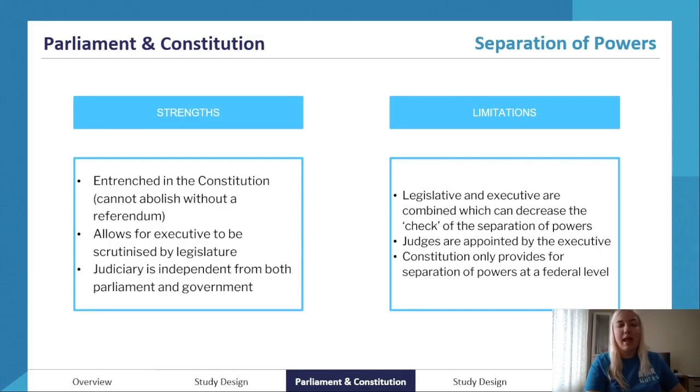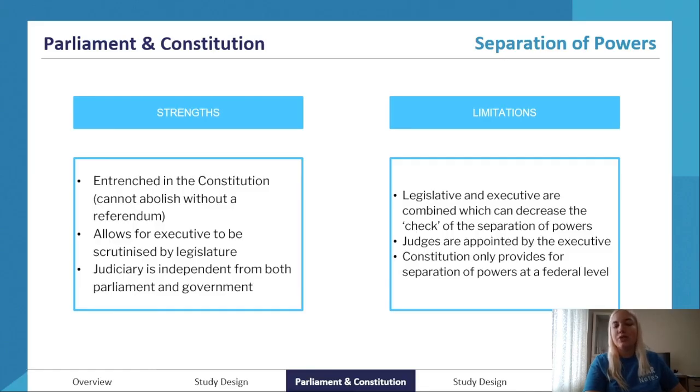And it allows for executive to be scrutinized by legislature. So this means that the representatives of executive powers, the ministers, can be scrutinized or criticized or changed by the members of parliament, which are representatives of our legislative powers. And another strength is that the judiciary, the judges, are independent from both parliament and government, which is very, very important. Now, limitations or weaknesses. We said the legislative and executive overlap. They're both members of parliament. This obviously decreases the check of the separation of powers and means that some corruption can be present.